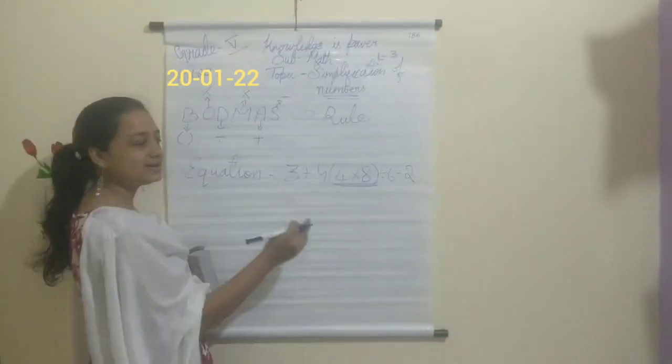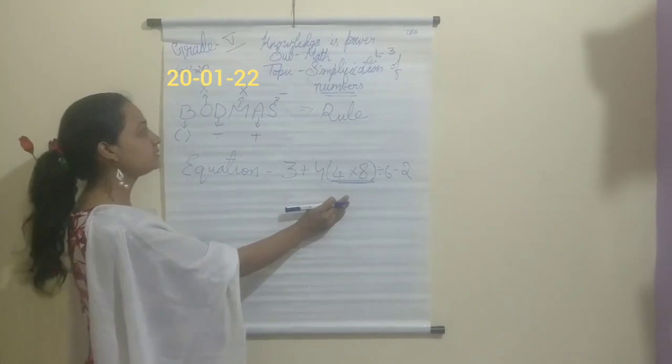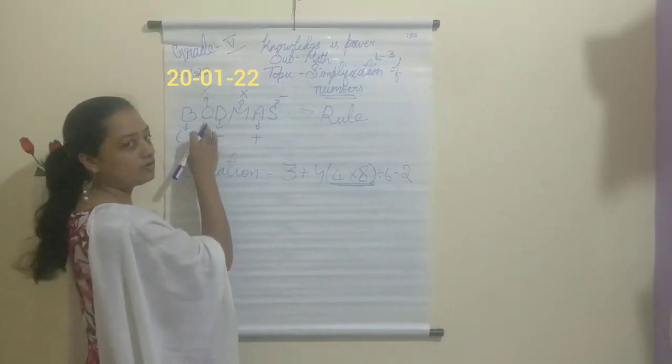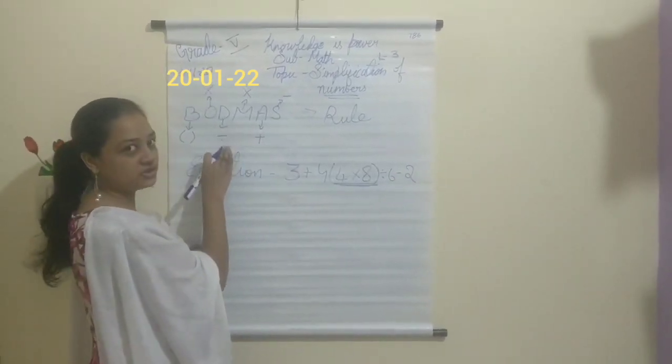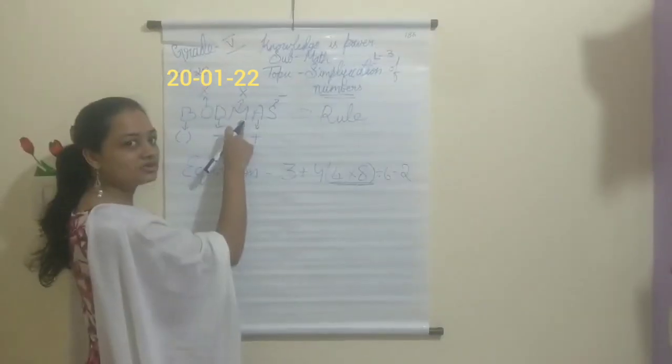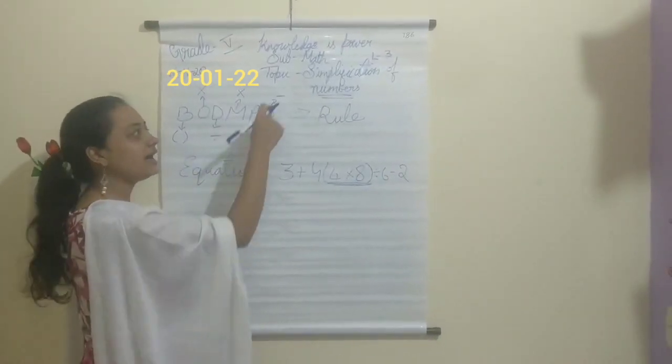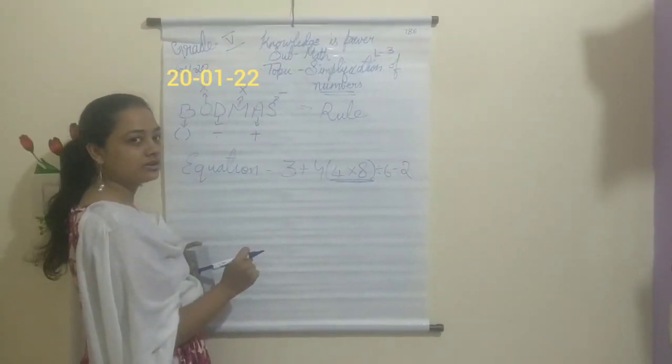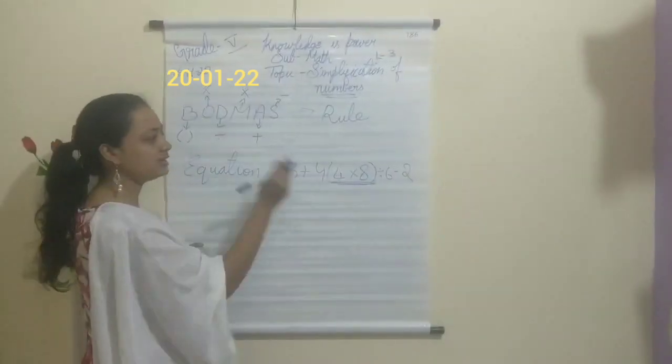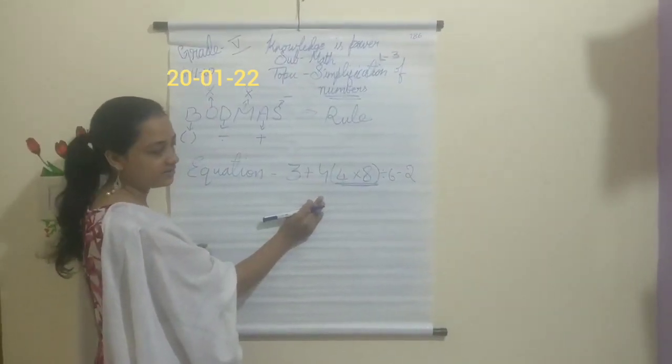This you will understand as I solve the problem. Next, after off, we go for division. Next is multiplication, addition and subtraction. So to understand these rules, let us try the sum first.